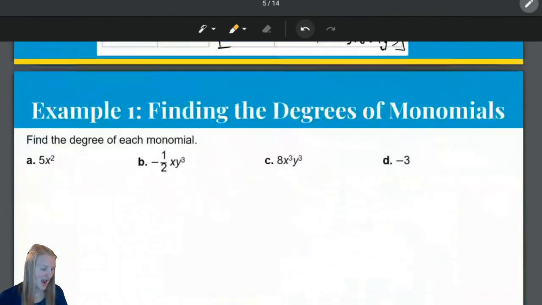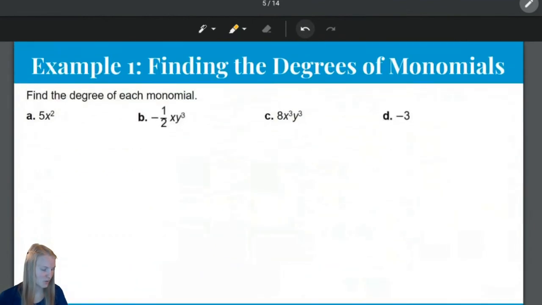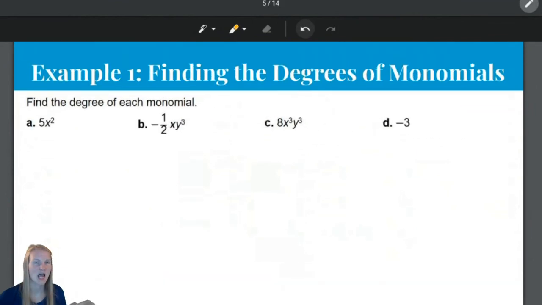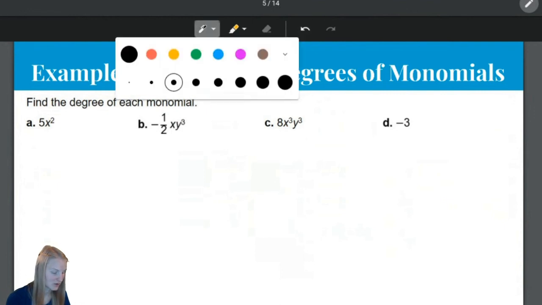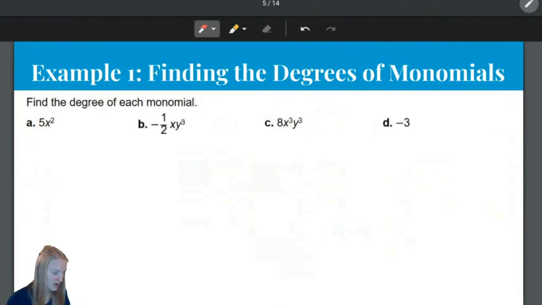So, example 1. We are going to take what we just learned in that last slide, and we're going to find the degree of monomials. So, first, I have 5 times x squared. Now remember, the degree comes from the exponent of the variable. Here, my variable is x, and it has an exponent of 2. So the degree is 2.